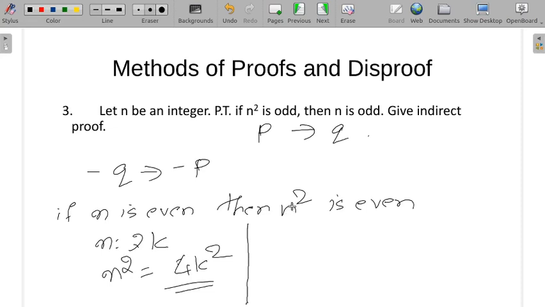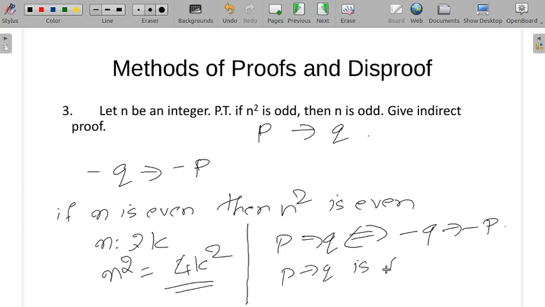So therefore, as p conditional q is logically equivalent to negation q conditional negation p, p conditional q is true by indirect proof.